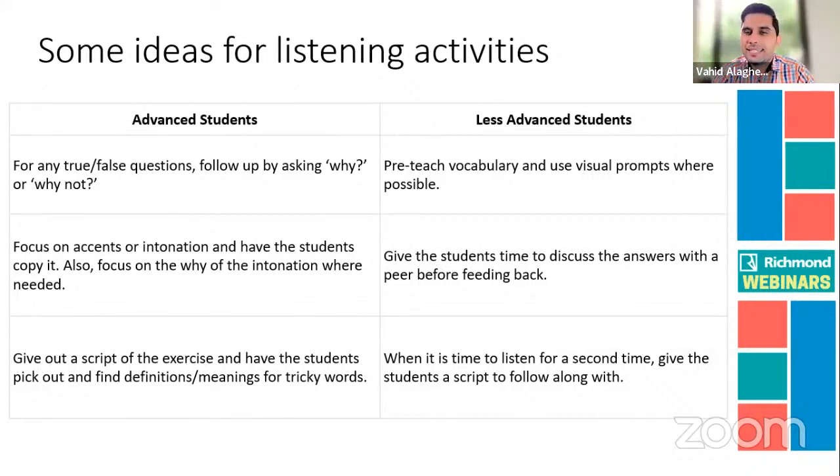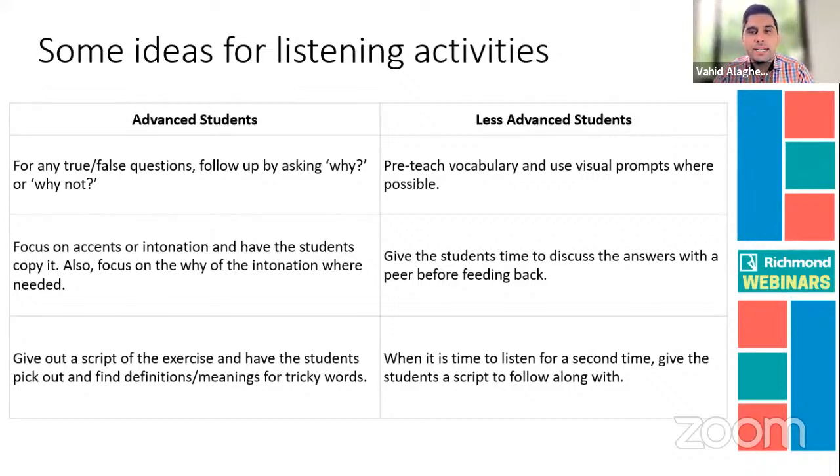Or another idea for less advanced students is to give the students time to discuss the answers with a peer or classmate before giving feedback, okay? So in this case, they can double check their answers and present the results. In case of advanced students, I like this idea: focus on accent or annotation and have the students copy it. Also focus on the way of intonation where needed, okay? So in this case, the students can also speak with the correct intonation when it's necessary.